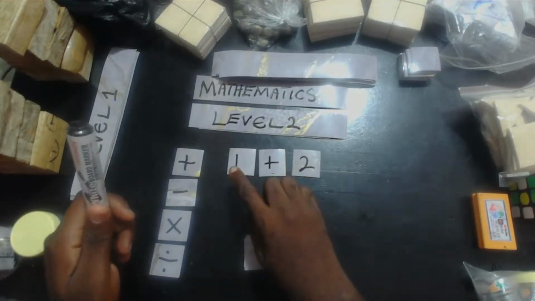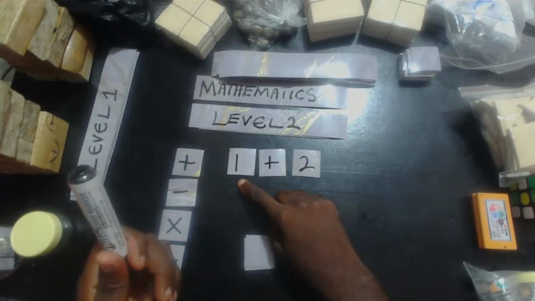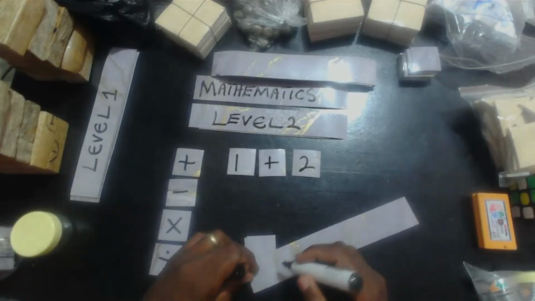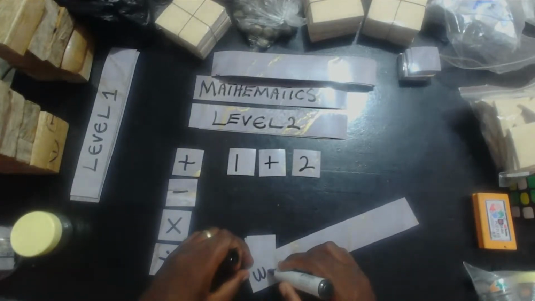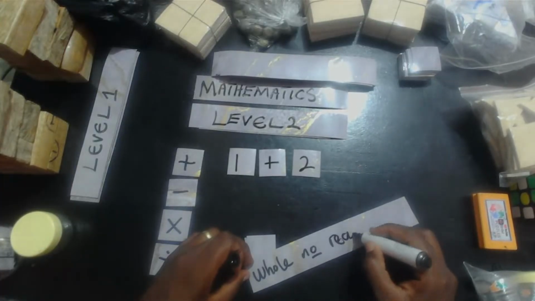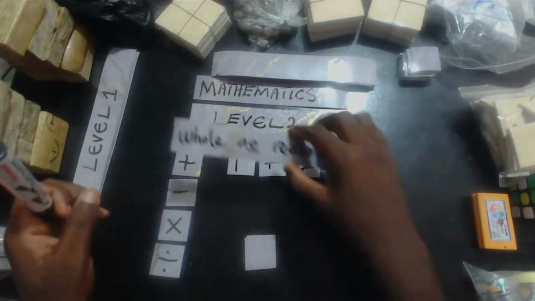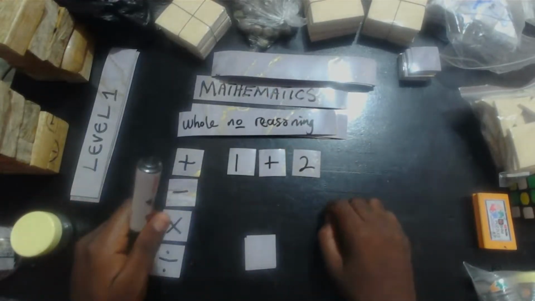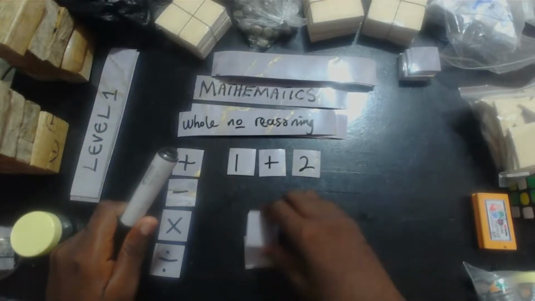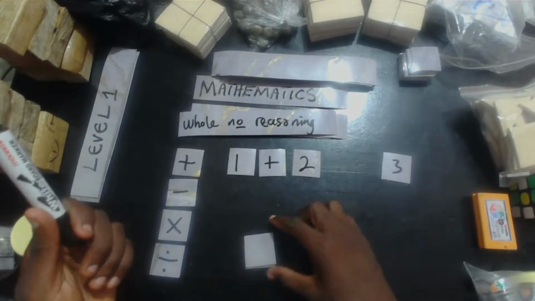Now this is a whole number. We are testing reasoning on whole numbers. So let's write it here for the sake of recognition: whole number reasoning. So let's run whole number reasoning on level 2. So 1 plus 1, 1 is a whole number, 2 is a whole number. The answer is 3, and 3 is a whole number.